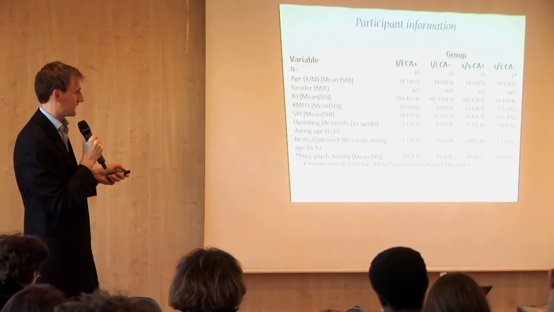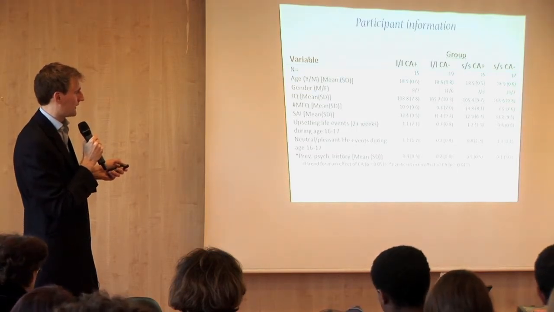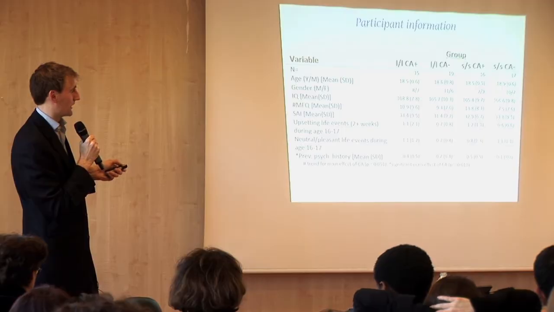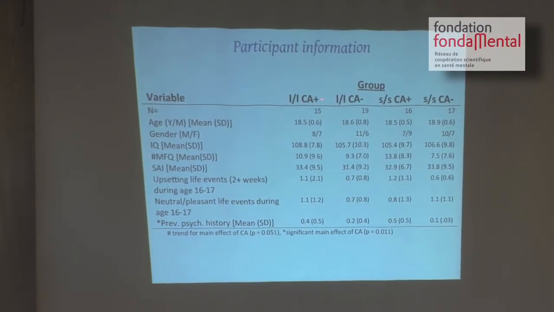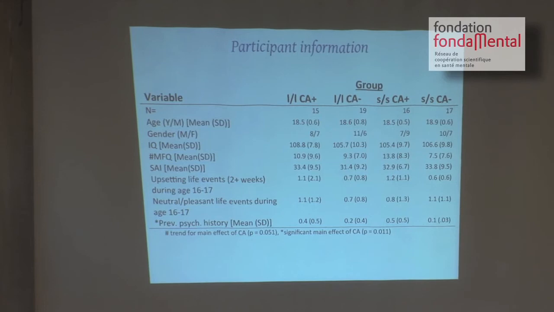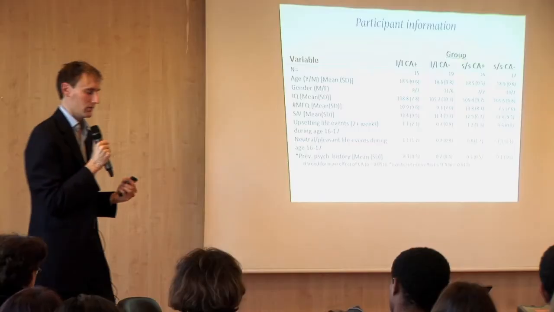So I'm going to just quickly describe the participant information. So there was approximately 15, 16, 17, 18, 19 in each group. So allele CA plus means those with the allele and with the presence of childhood adversity. And then those without childhood adversity, SS, with childhood adversity, without. And there was no difference in gender across the groups, and importantly there was no difference in IQ.